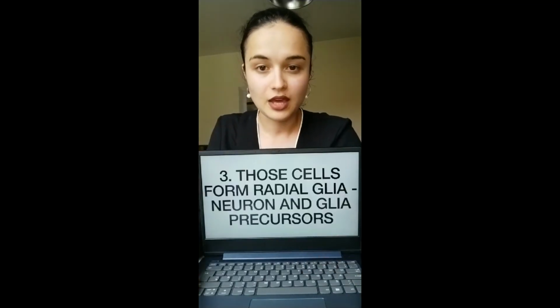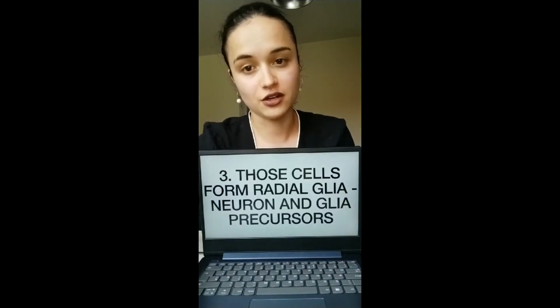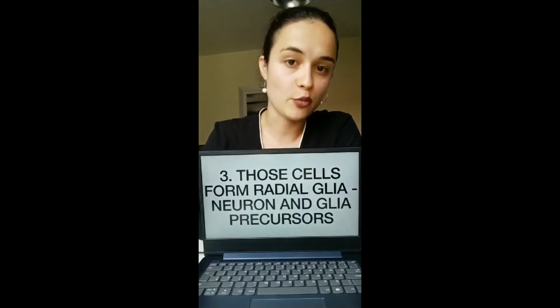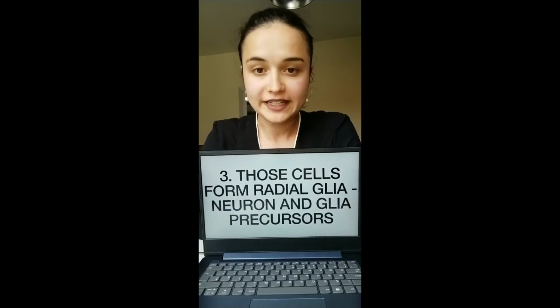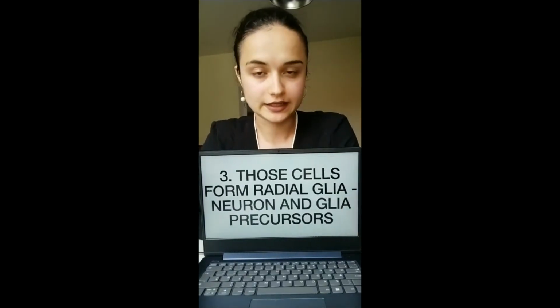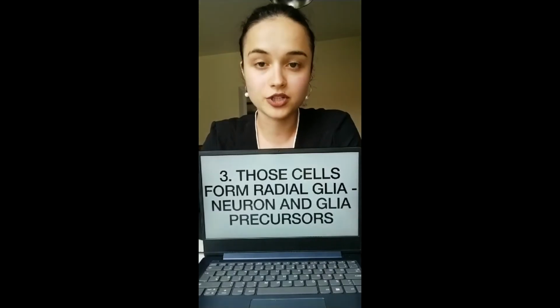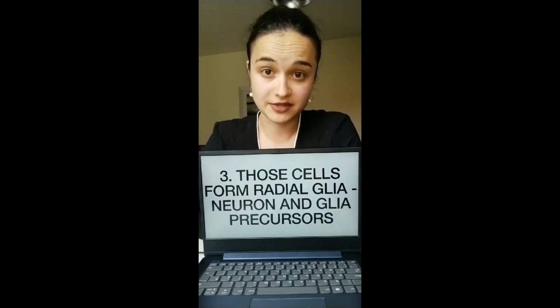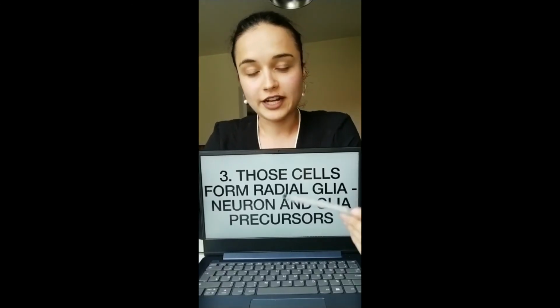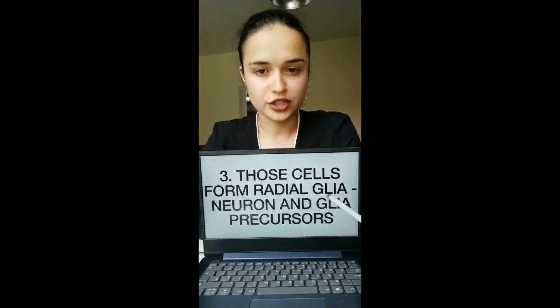And then the third stage of the development of the cerebral cortex is that those cells which just migrated form radial glia. Despite the fact that they're called glia, they're not glial cells, not glial tissue. They are progenitor cells, which means that they are stem cells which will develop into something else later. Those radial glia are the neuron and glia precursors.